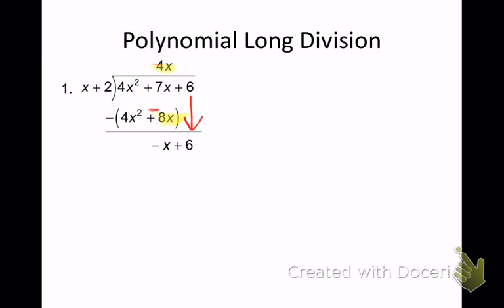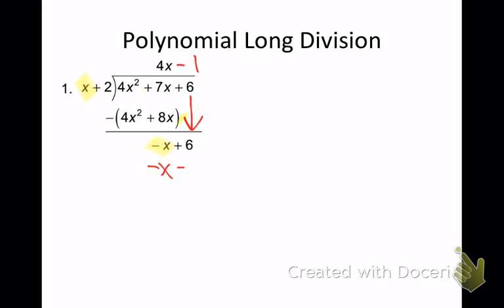Okay. Now I'm on to the next one here. How many times is x going to negative x? Negative 1. Why is it negative 1? Because if I take an x out, what am I left with there? Just a negative 1. Okay, now I'm going to multiply back. What's negative 1 times x? Negative x. What's negative 1 times 2?